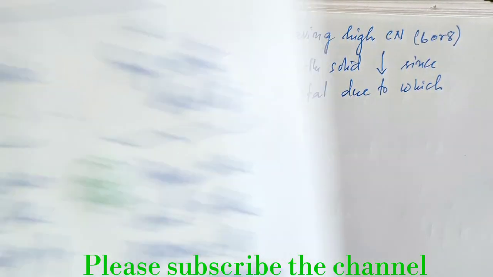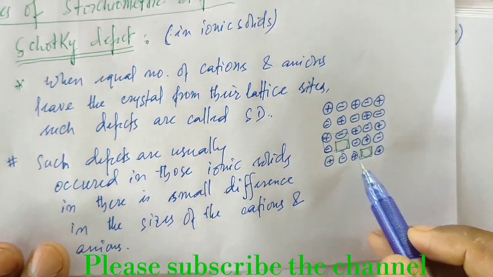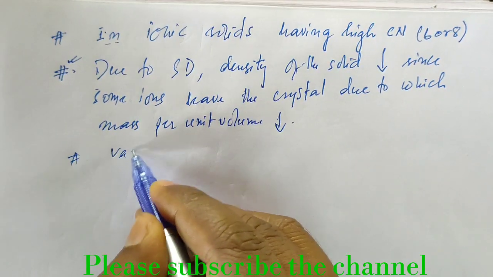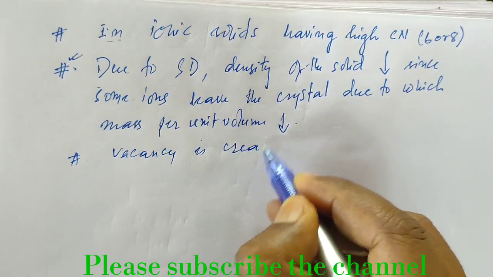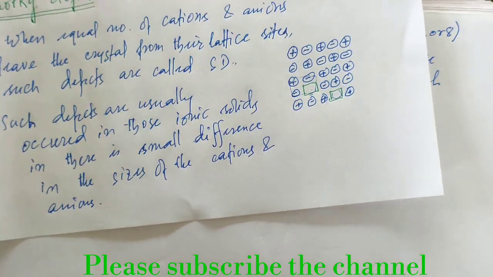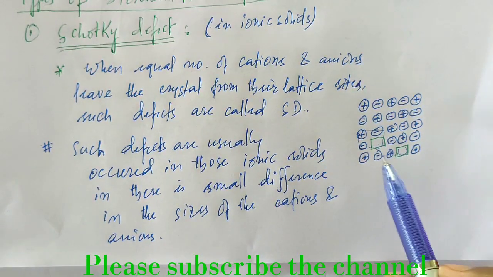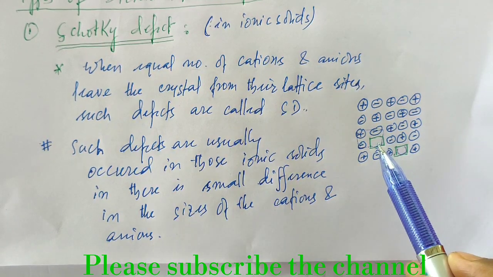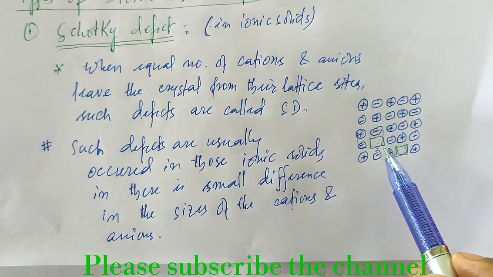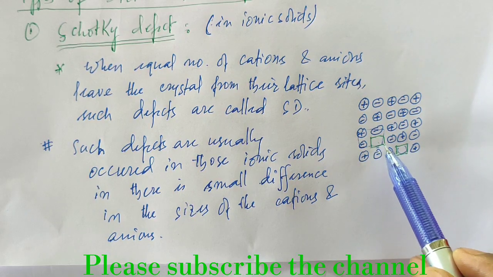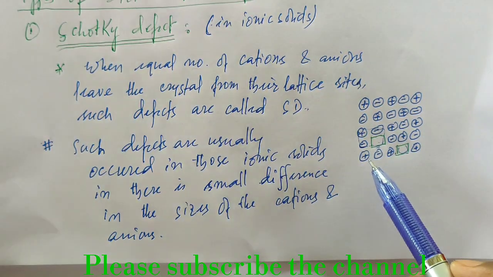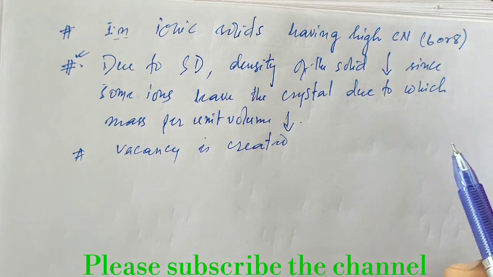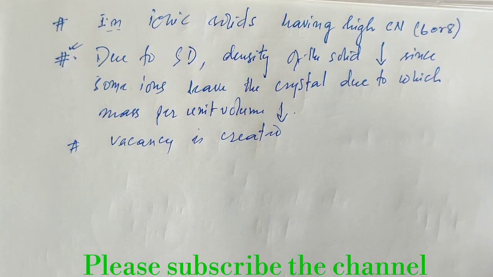Now another important consequence of Schottky defect is, some ions leave the crystal, due to which vacancy is created. Very important point. Now due to this vacancy, if some potential is applied, then these ions will be able to move. Ionic solids are bad conductors actually, but when such defects arise, some vacant space is there, due to which ions can move. So electrical conductivity of the solid is also increased, since there is a vacancy, due to which the ions will be able to move.